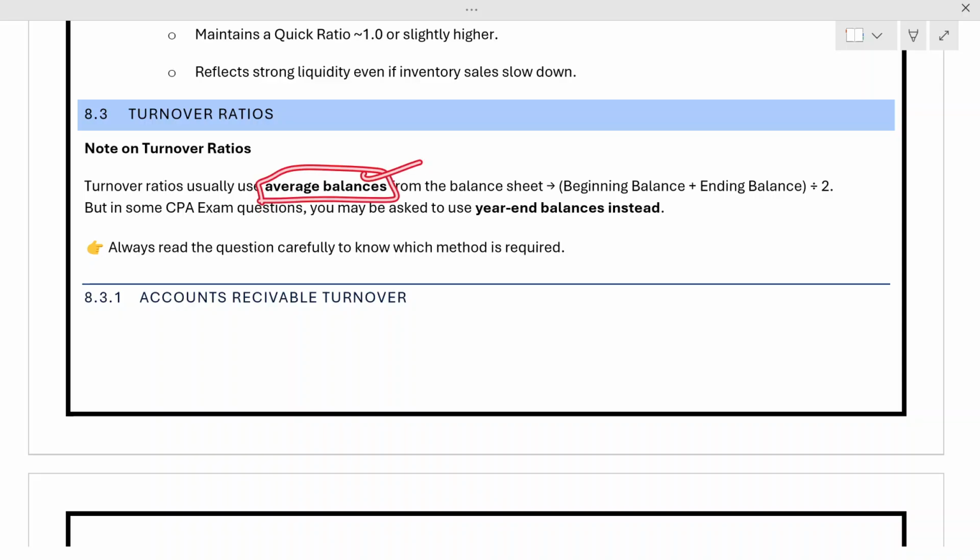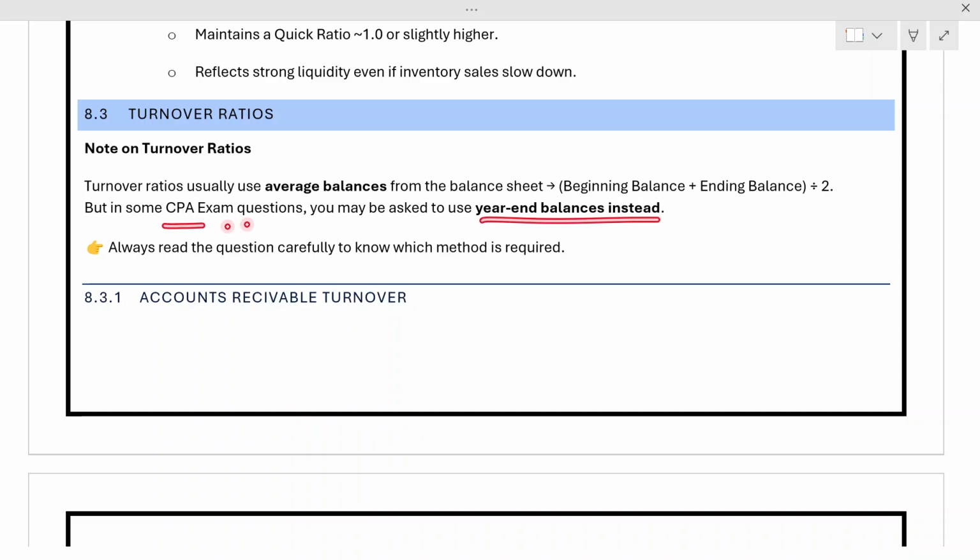For example, if the question is about debtors turnover ratio, we use average debtors. If the question is about creditors turnover ratio, we use average creditors. If the question is about inventory turnover ratio, we use the average inventory. However, many times the exam may ask you to use the closing year-end balances instead of the average balance, and then you need to use that.